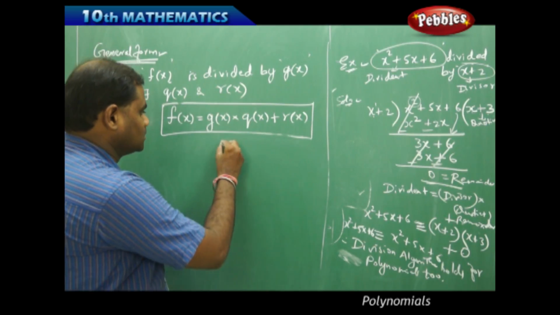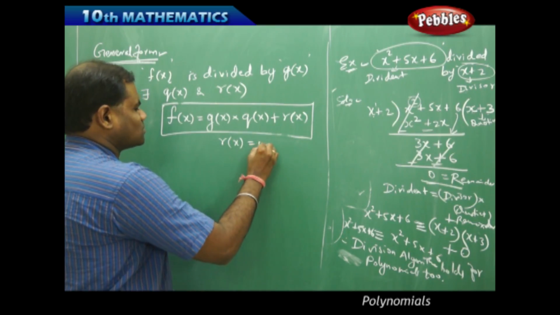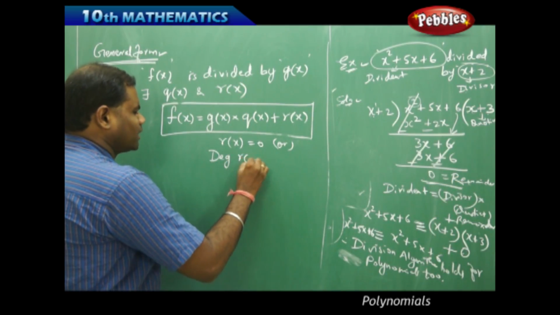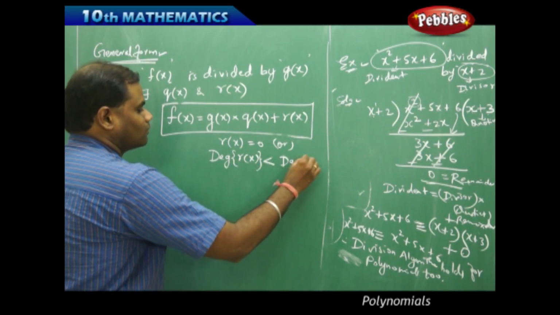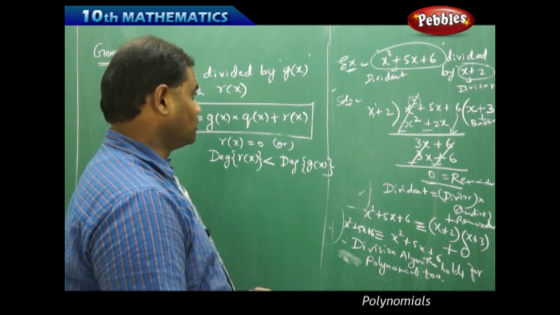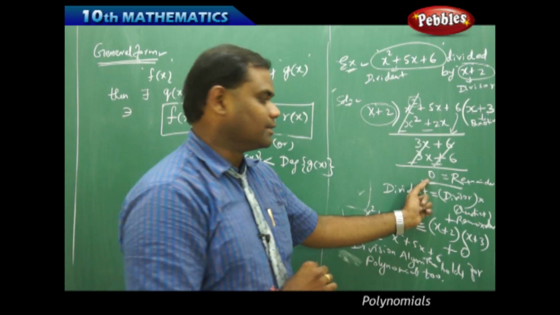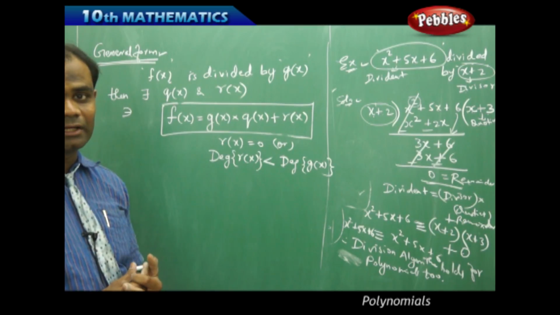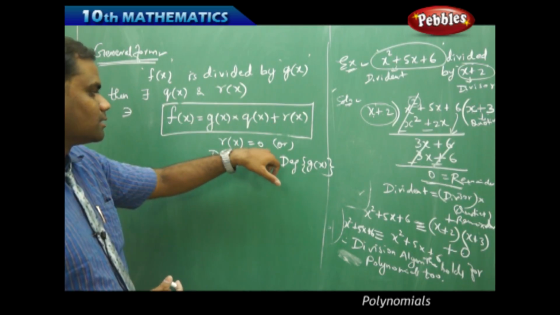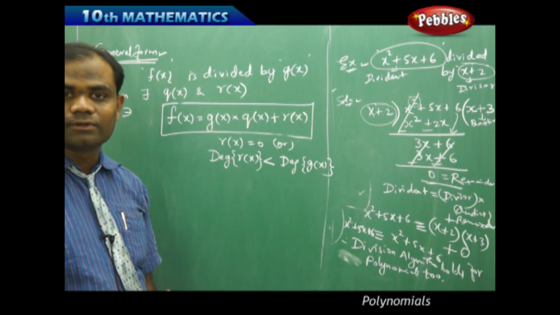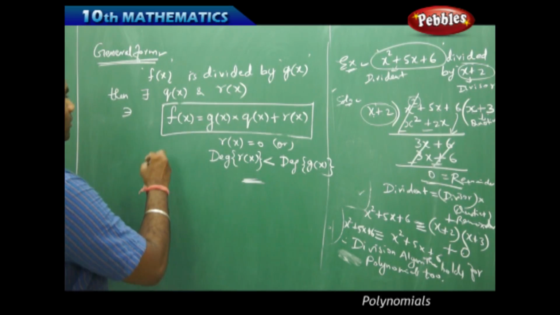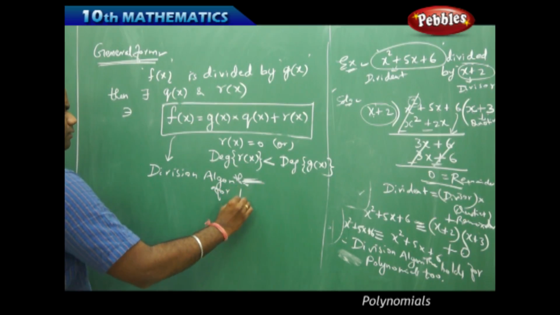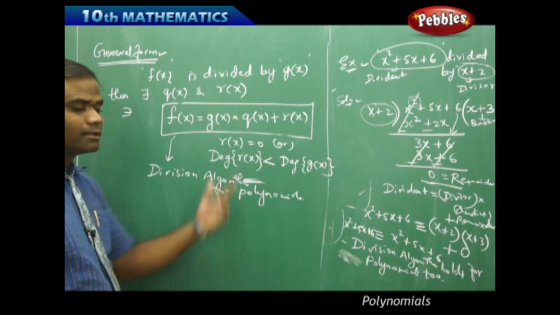But the condition here is that we get r of x equal to 0, or at the most I can also have the remainder 0 as in this case, or sometimes the degree of r of x is always less than degree of g of x. The g of x, which is here, will always have the higher degree than that of the remainder, but it cannot exceed the degree of the g of x. So these are the two restrictions for the division algorithm for polynomials, where a is equal to bq plus r, where the remainder is 0 or the degree of the remainder is less than the degree of the divisor, is how we understand the division algorithm for polynomials taken in its general form.